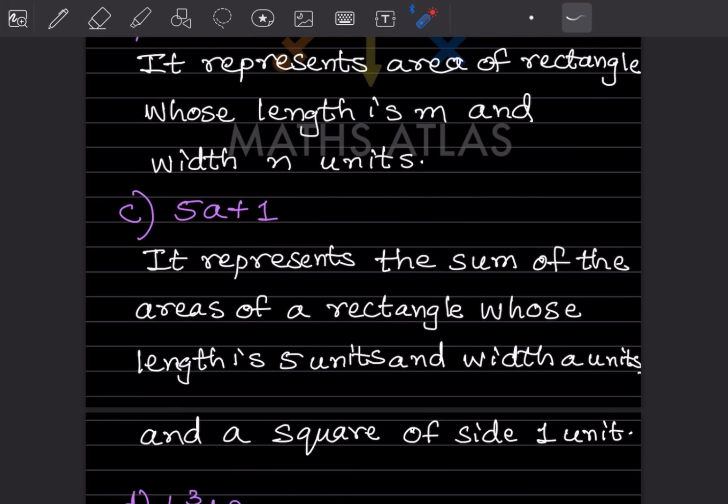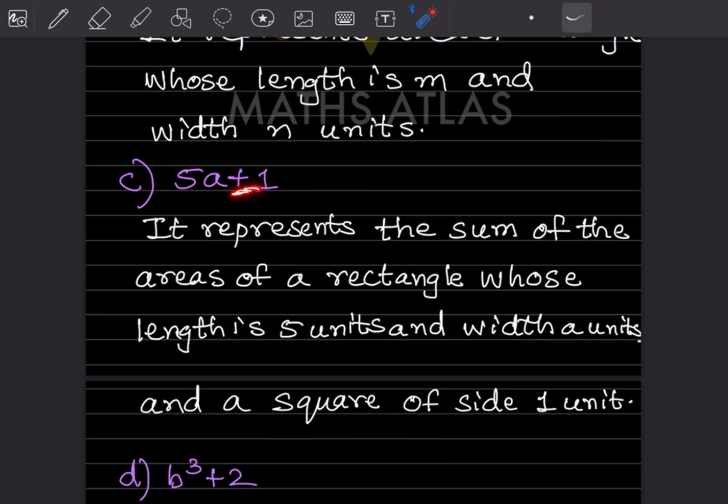5a plus 1. This represents, this is the addition sign, the sum of the areas of a rectangle whose length is 5 units and width a units, and a square of side 1 unit.